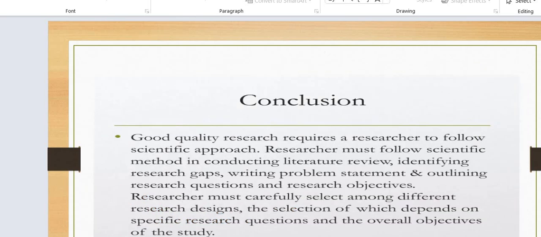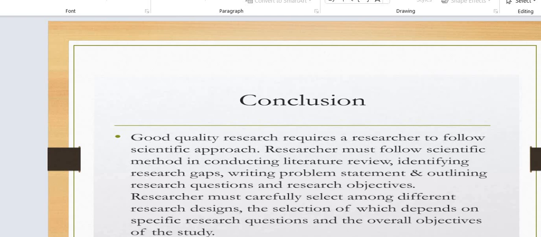Then, the conclusion. Good quality research requires researchers to follow a scientific approach. Researchers must follow the scientific method in conducting the literature review, identifying the research gap, writing a problem statement, and outlining the research questions and research objectives. Researchers must carefully select among different research designs, the selection of which depends upon the specific research questions and the overall objective of the study.